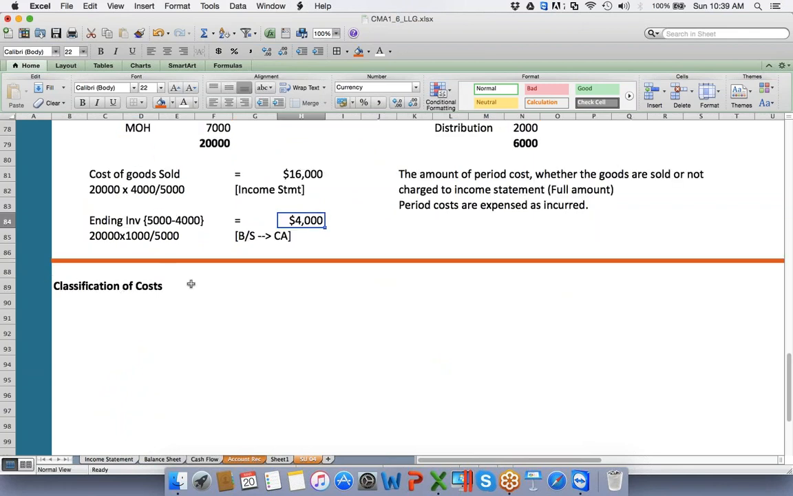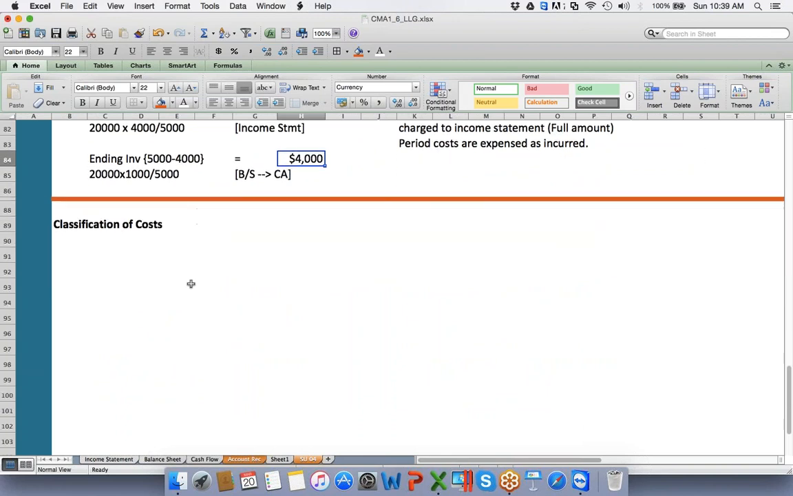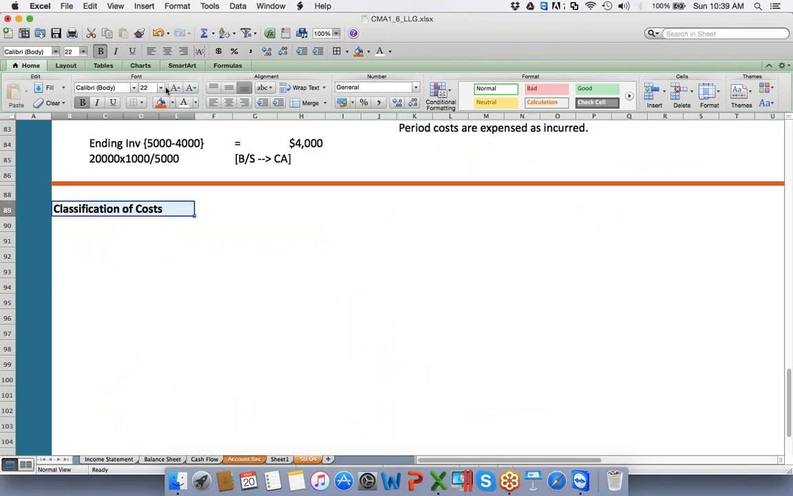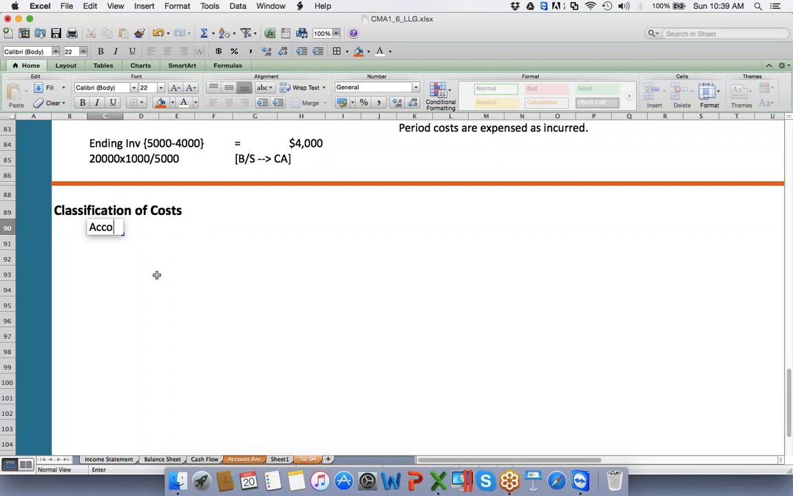So let us classify the costs according to their behavior, according to their control, according to their treatment, etc. First, classification of cost according to cost behavior.